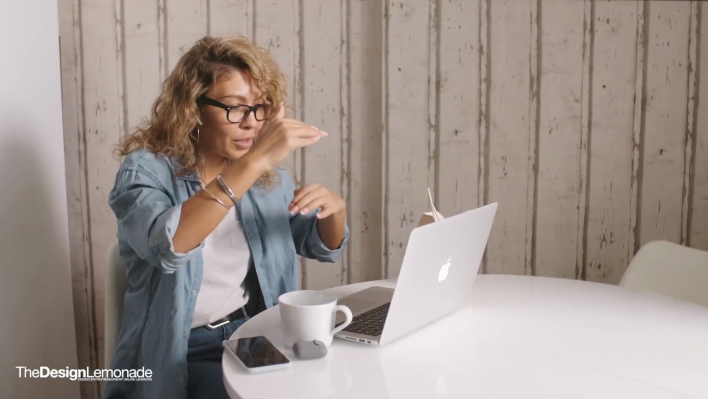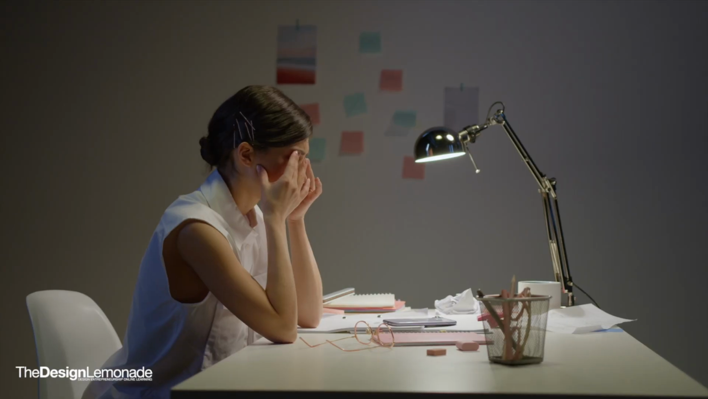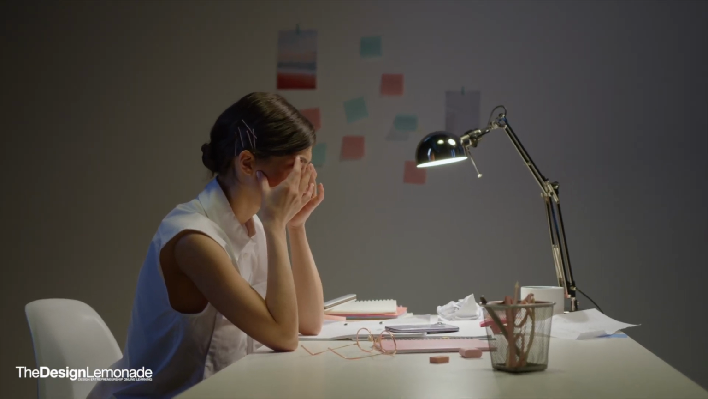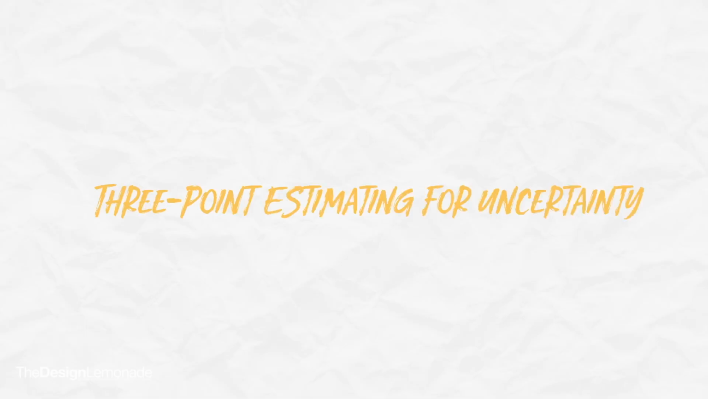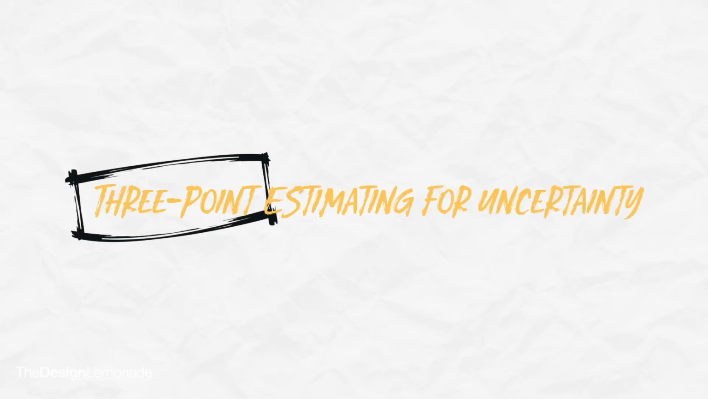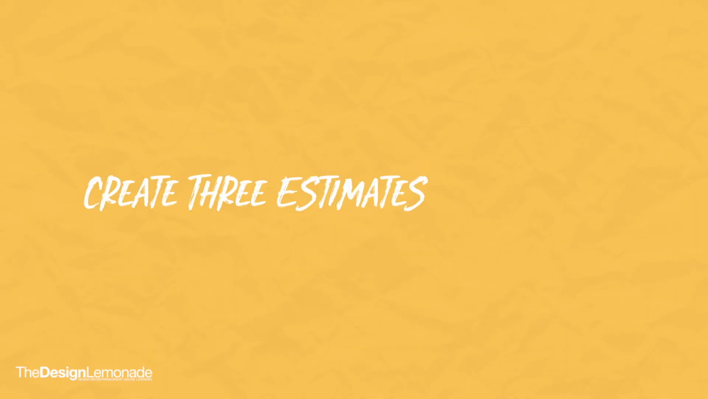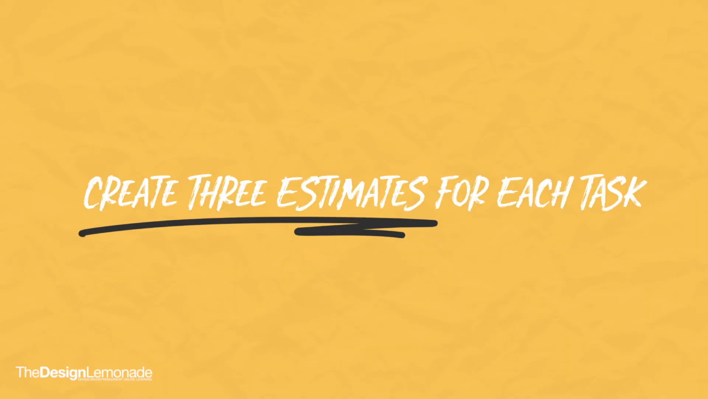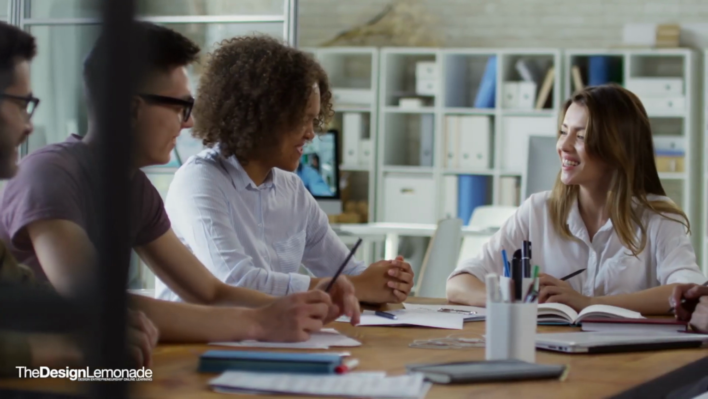What happens when a project is filled with uncertainty? You know there are potential risks and variables that could either speed things up or bring everything to a grinding halt. This is where 3-point estimating comes to the rescue. Instead of coming up with a single number, this technique asks you to create 3 different estimates for each task: optimistic estimate, pessimistic estimate, most likely estimate.